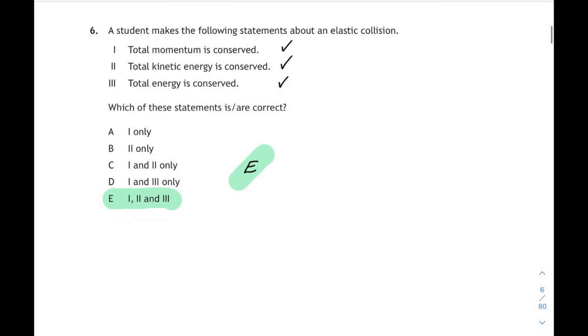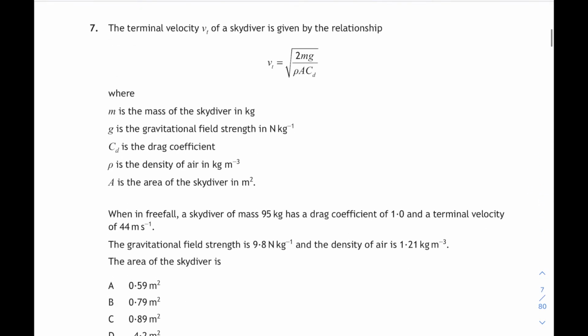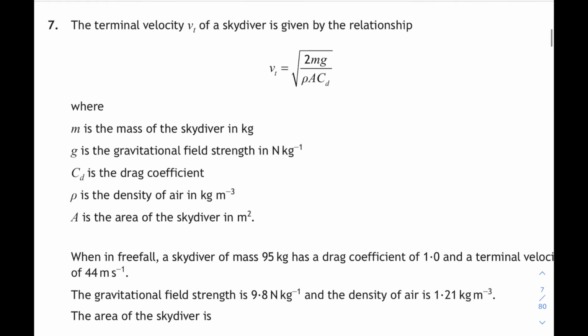Let's move on. Question 7. The unknown equation question. Somewhere in your higher paper, you will get a question with an equation that you've never seen before. But don't panic. All you have to do is put the numbers in or rearrange it a wee bit, and it's number crunching on your calculator. In this case, we're asked to find the area of a skydiver. Now, we're given a lot of information there about various symbols, and the one we are looking for is area, which is a capital A, which is on the bottom line of the right hand side there, and it's also inside a square root sign.